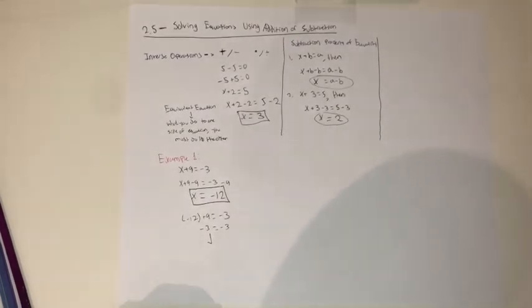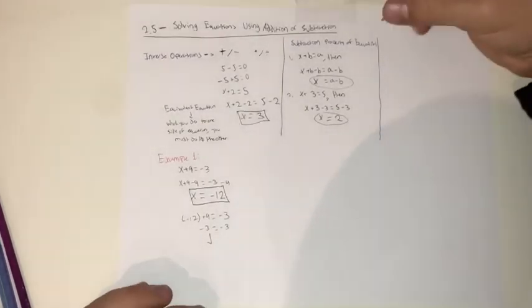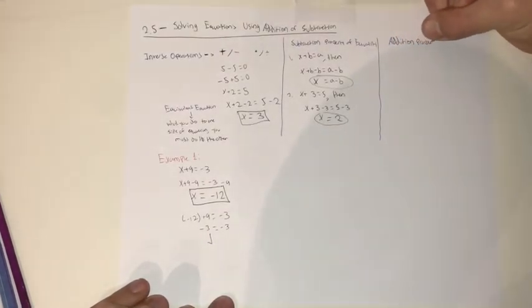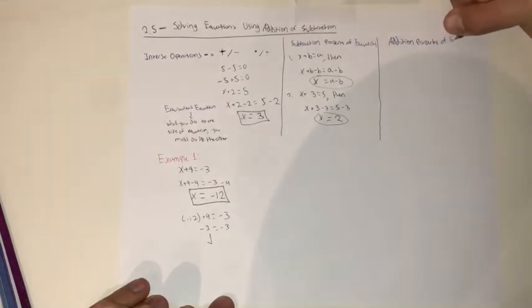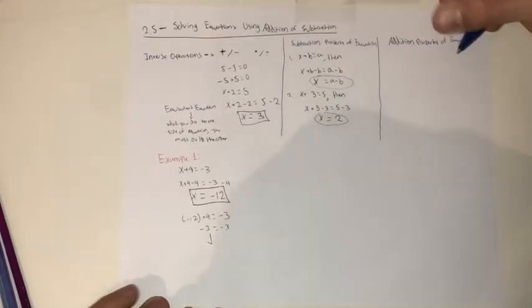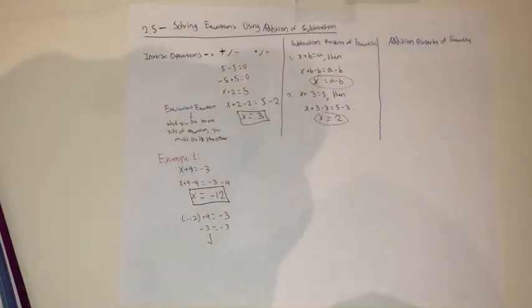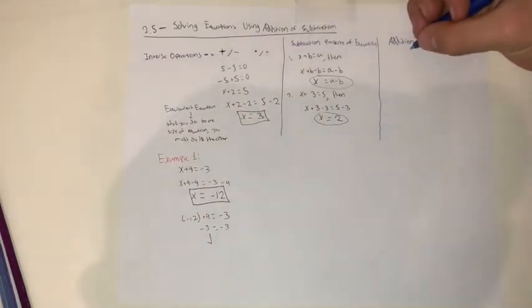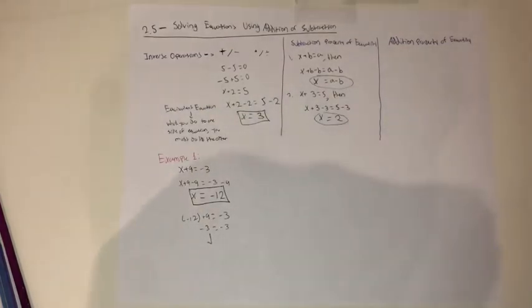Then we learn the addition property of equality. This says that adding the same number to each side of an equation produces an equivalent equation. So just like you could subtract anything from both sides of the equation and get an equivalent equation, you could add something to both sides of the equation and still get an equivalent equation.